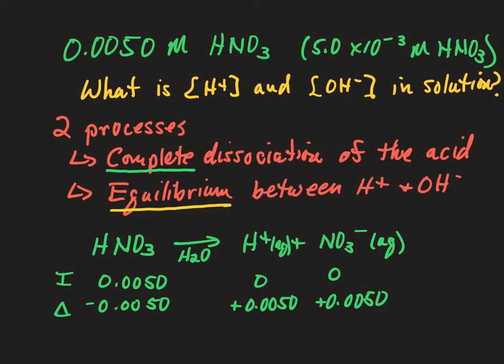And so when we reach our final, it's not an equilibrium position. This is not an equilibrium reaction. We have no nitric acid left. We have 0.0050 molar hydrogen ions, and we have 0.0050 molar nitrate ions. So we deal with the complete process first, get that done.